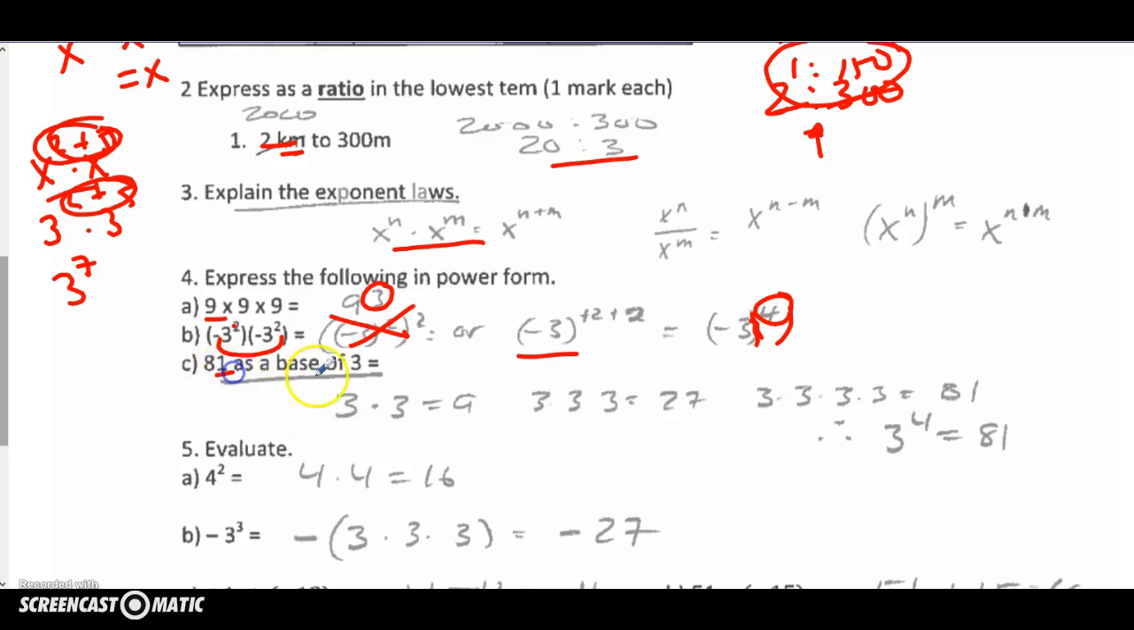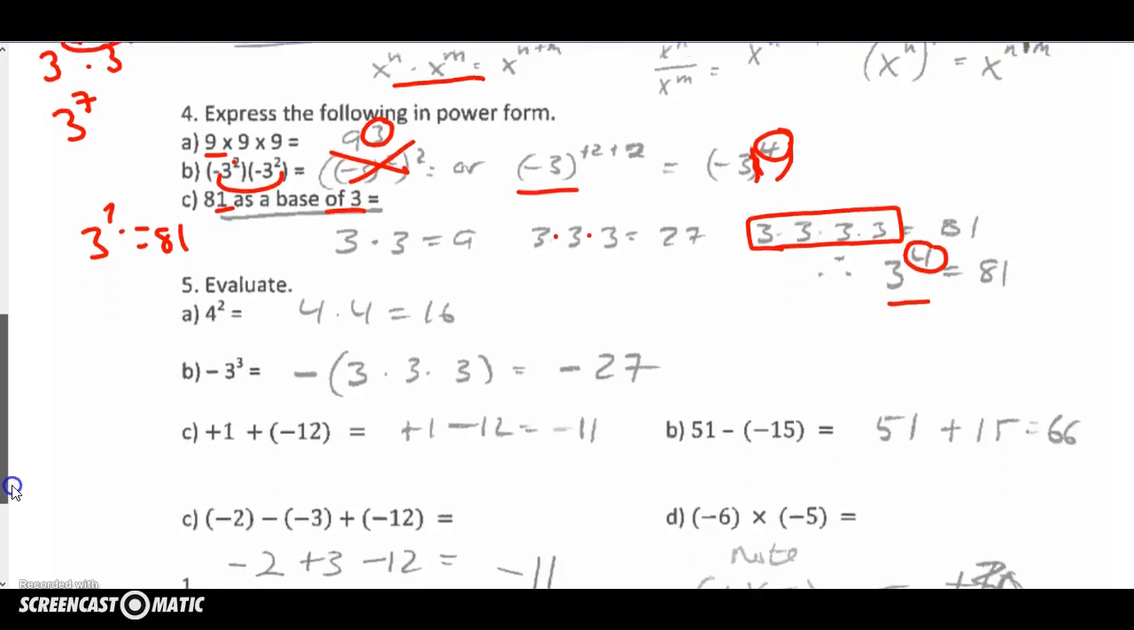Here, 81 has a base of 3, so 3 to the blank is equal to 81. You can work your way through it with trial and error, 3 squared, 3 cubed, etc. Or you can just do what I did here, multiply it out and see how many 3's it takes to get to 81. There's 4 3's, 3 to the 4. Go back and check your work also.